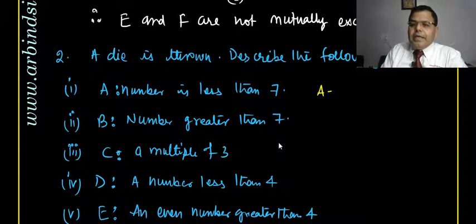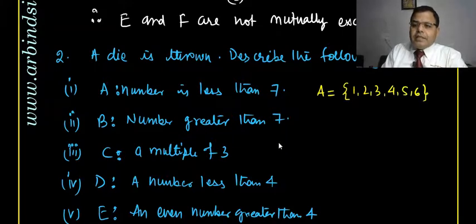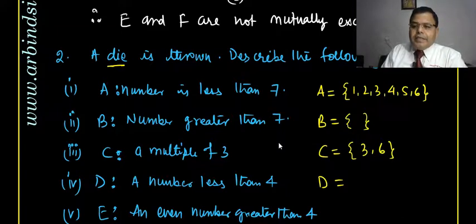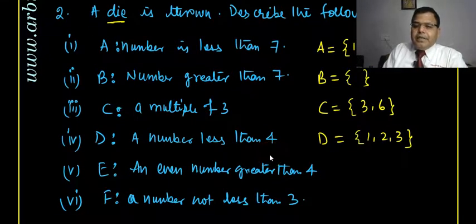A is described as a number less than 7, that is 1, 2, 3, 4, 5, 6, all these numbers are less than 7. B is the even number greater than 7 on a die, which is not possible. So this is empty, the null set, an impossible event. C is a multiple of 3 on a die, that is 3 and 6. D is a number less than 4, that is 1, 2 and 3. E is an even number greater than 4, that is 6.